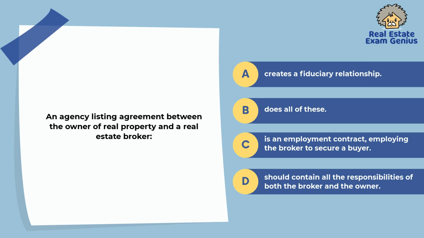70. An agency listing agreement between the owner of real property and a real estate broker creates a fiduciary relationship. Does all of these. Is an employment contract employing the broker to secure a buyer. Should contain all the responsibilities of both the broker and the owner.